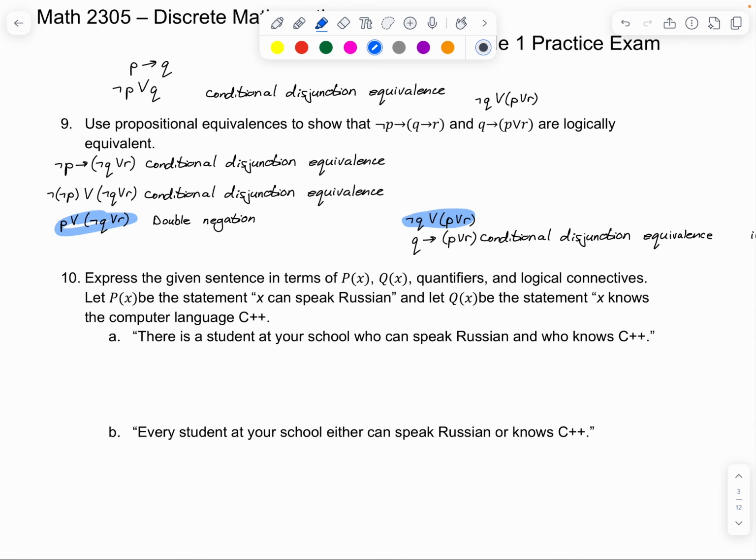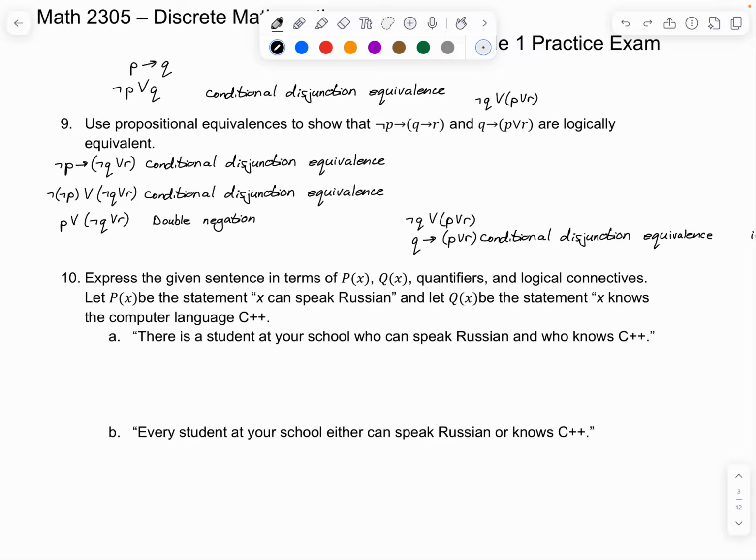I need to manipulate this to look like that. And the good news is I'm actually super close. I see that they're both ors. I see that I need P, not Q, and R. I've got all of that. It looks like the only thing I need to do is rearrange it using associativity and commutativity.